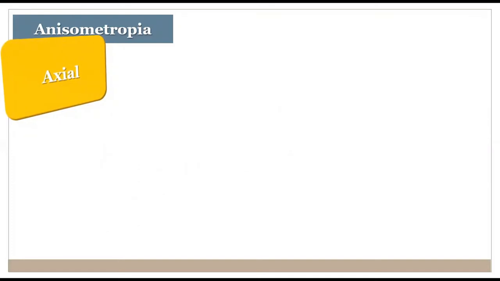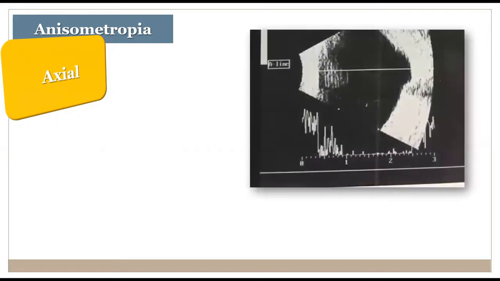In axial anisometropia, the overall refractive powers are the same in the two eyes, but axial lengths differ. And this is an ocular ultrasound, which shows elongation of the axial length and also posterior staphyloma. So this is a case of axial high myopia.